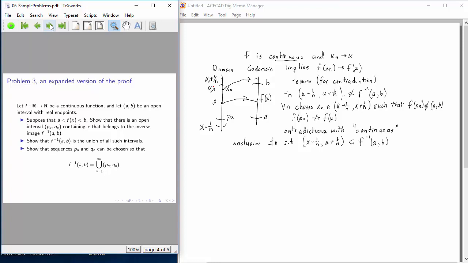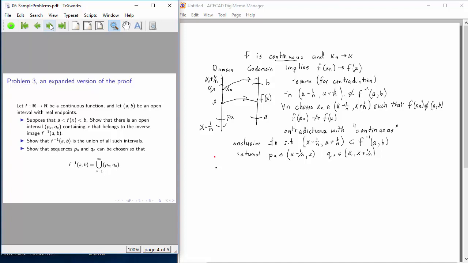So I've chosen a rational p sub x that is an element of the open interval from x minus 1 over n to x, and a rational q sub x that's in between x and x plus 1 over n. Okay, that concludes part A. Now we'll move on to the second bullet point.